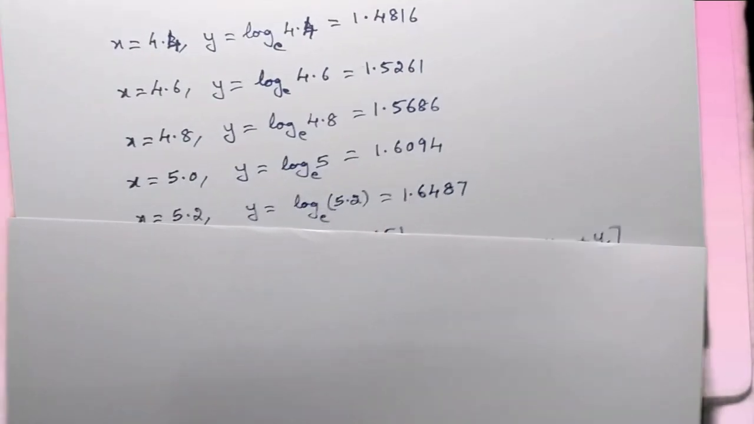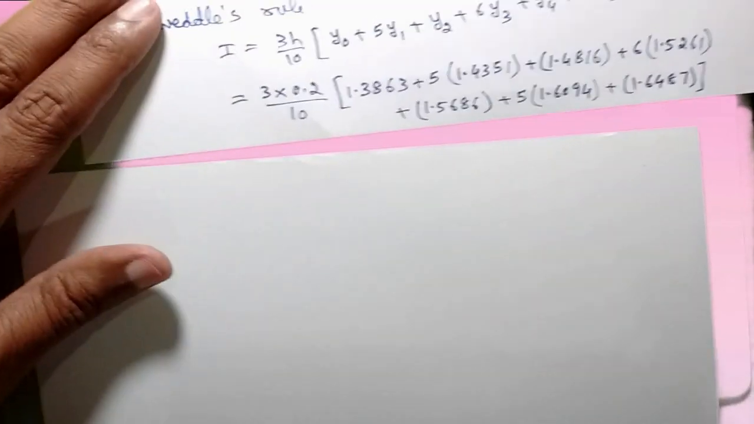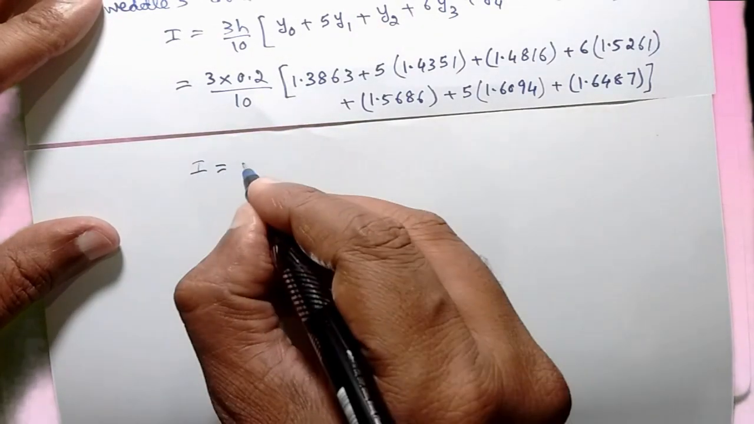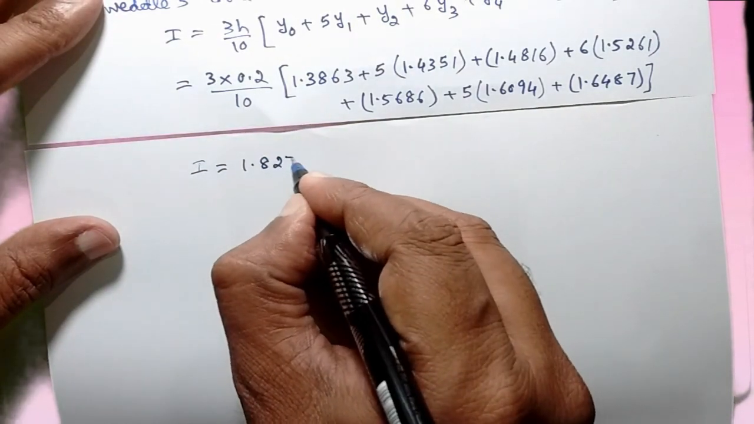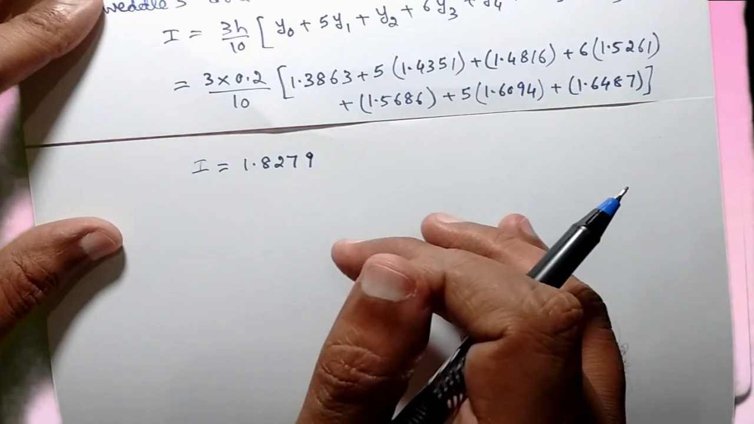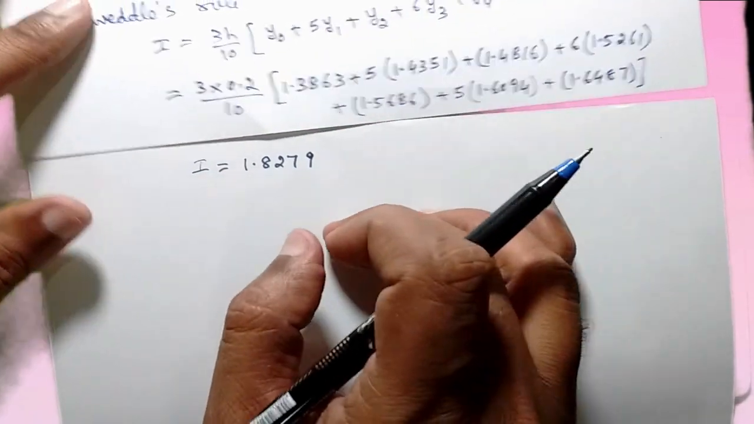Approximate and write down the solution. So if I approximate and write the solution, I'll be getting the value of I to be equals to 1.8279. So that will be the required solution. Let us move on to the next question.